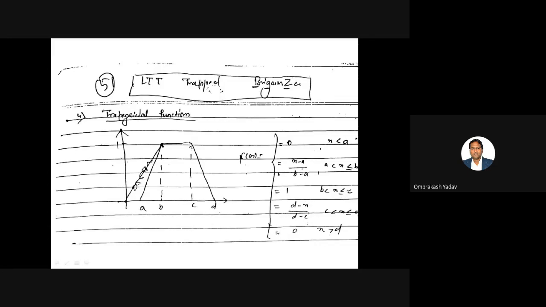Then the next line is a decreasing line. So if there is a decreasing line, you can subtract from this particular point that variable name. So d minus x divided by d minus c. And the limits will be what? x is between c and d, less than or equal to d. And when x is greater than d, the value will be what? 0.